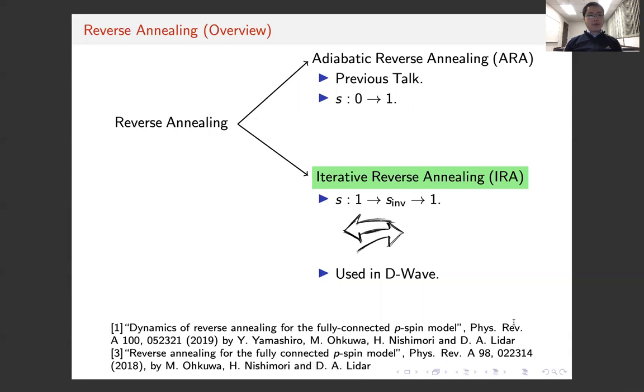So as an overview, reverse annealing can be separated into two formalisms. One is diabatic reverse annealing, ARA, where S starts from 0 and goes to 1. The second is iterative reverse annealing, IRA, where S starts from 1, goes to a particular inversion point, S inverse, and goes back to 1 again. And S inverse is smaller than 1. This formalism, or this protocol, is used in D-wave, and also the one that we focus on in this project.